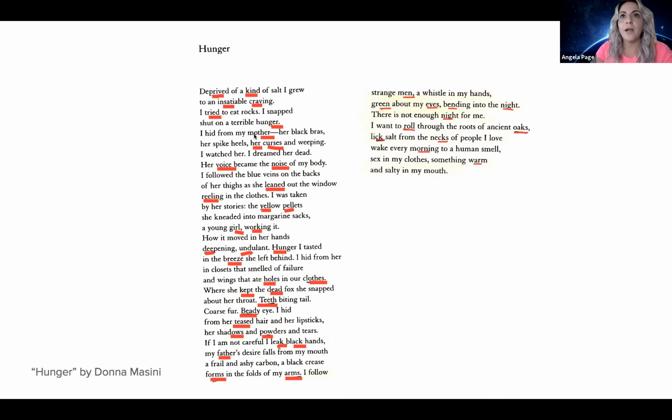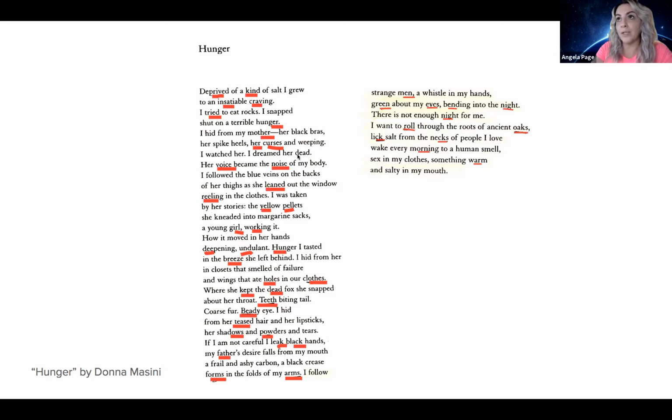"Insatiable craving," "terrible hunger," I didn't underline that, but one of my students pointed that out. "Tried, terrible hunger," that's all consonants. The R sound, and even "hunger" and "mother," that's another one. We don't consider the first letter usually. I mean, "black bras" is more along the lines of alliteration. I had a student point that out, but it's more along the lines of alliteration, where you start the word with the same vowel sound or consonant sound.